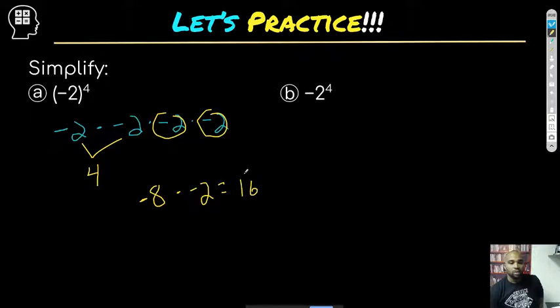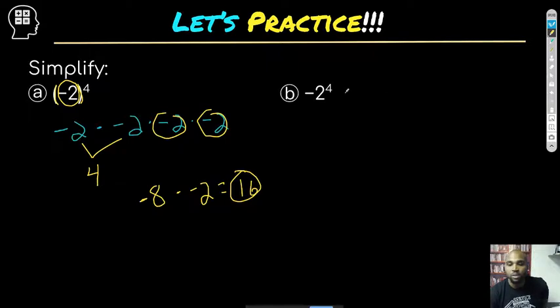All right, so that's how you do that. And I'm glad I showed you both of these problems, because parentheses mean I need to do everything in here to the fourth power. So I take negative 2 times negative 2 times negative 2 times negative 2, everything in there to the fourth power.